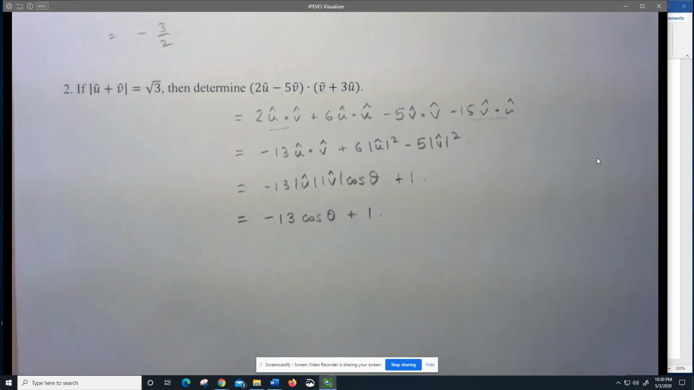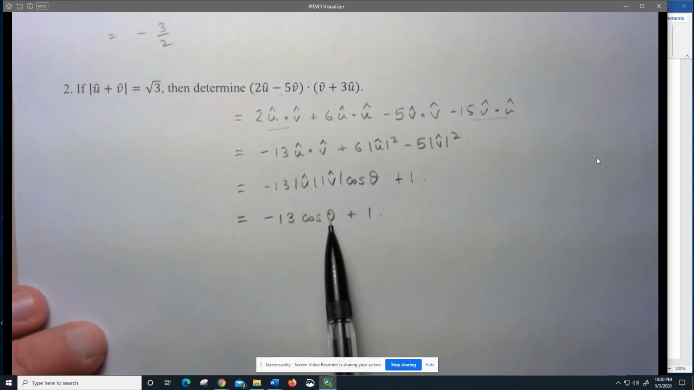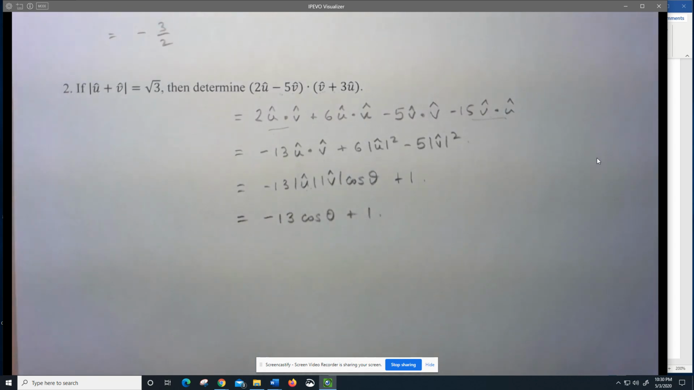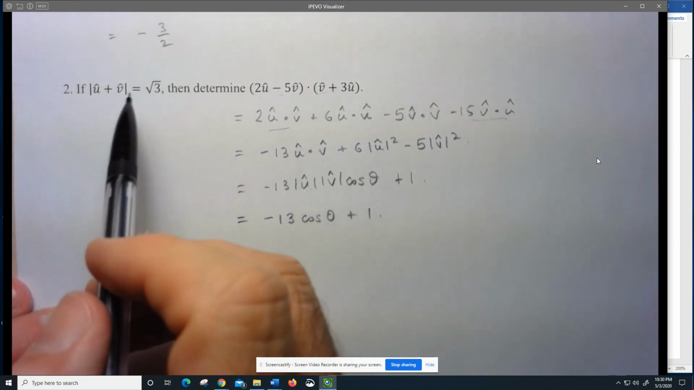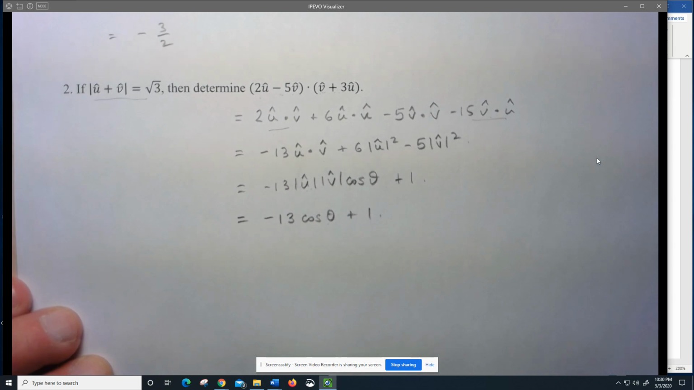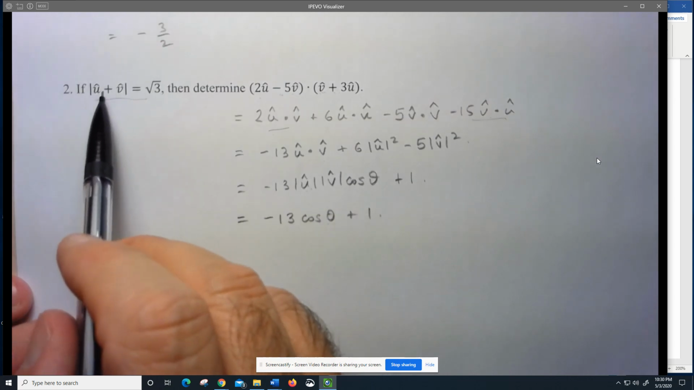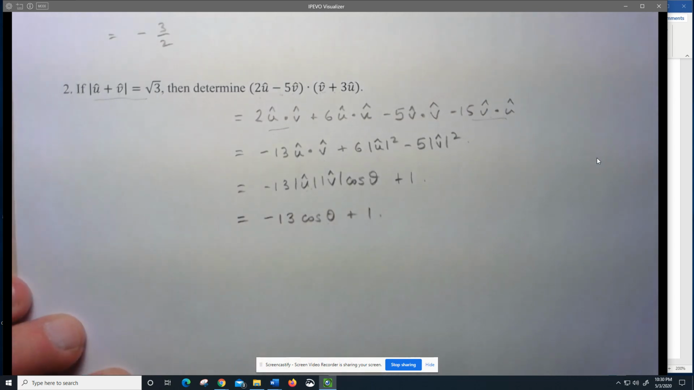And this is where I run into a bit of a problem, because in the previous example, I was just given the angle between them outright. I'm not given that information here, but I am given this extra piece of info. Hopefully this is going to be helpful. What they tell us is that the magnitude of u plus v is equal to root 3.